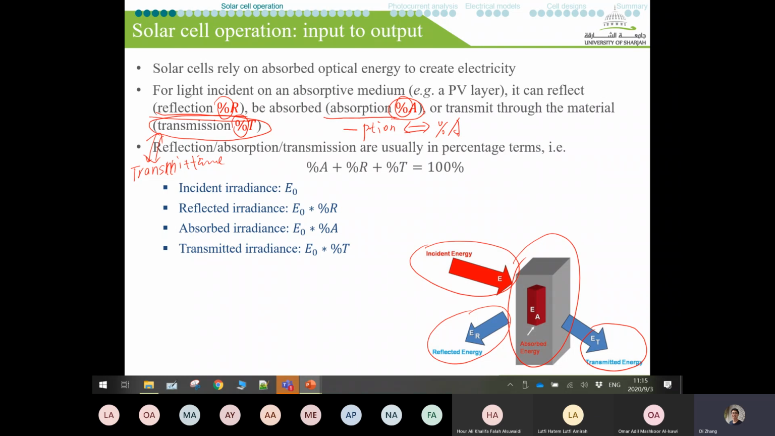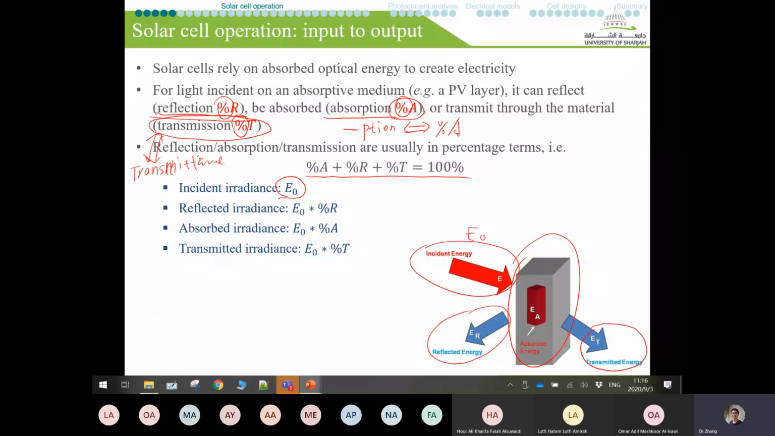So if all of them are percentages, we automatically have an equation that all the percentages added together should equal 100%, because we are basing the percentage on the irradiance, and the total irradiance should always be the same. You just have these 3 possible scenarios for the incident photon. Typically we denote the incident irradiance as E0. So this is the initial irradiance.